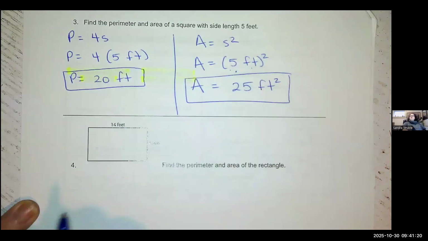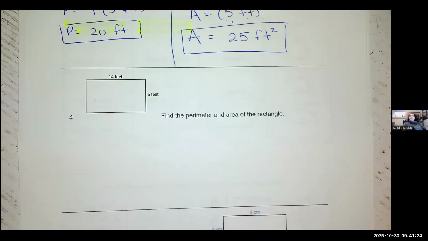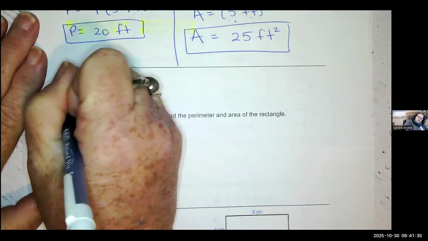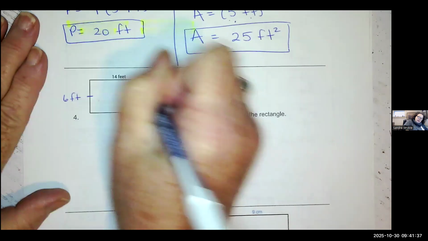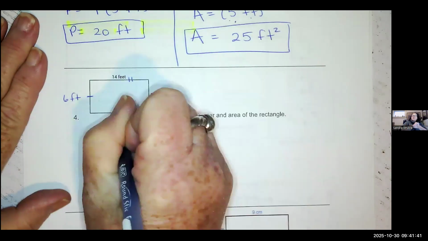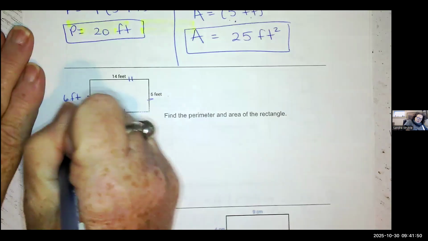All right, next one is going to be a rectangle. We've got a 14 feet by 6 feet rectangle. We want to find the perimeter and the area. There's a couple different ways you can do this. You can know that this side's 6 feet, that means this side's 6 feet. This side's 14 feet, which means this side is 14 feet as well. You can then just add them all up. Sometimes people make fewer mistakes when they do this, but let me show you how to do it with the formula. 2 times the base plus 2 times the height.